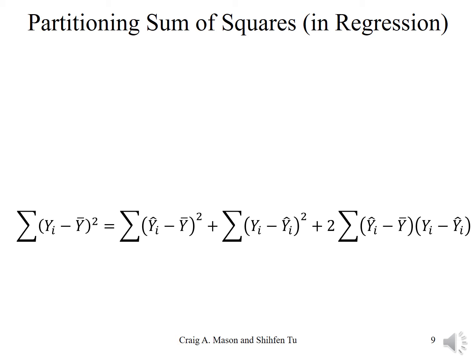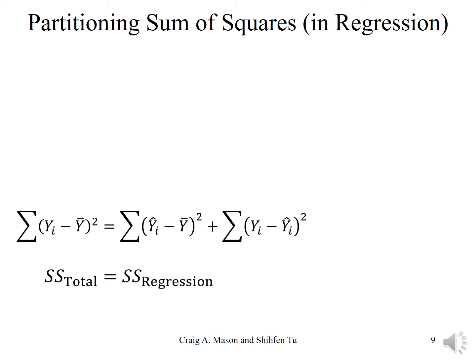Now, similar to what we see in ANOVA, the product of those deviations of predictions around the mean and deviations of observed scores around the predicted scores end up being equal to 0, and so it will drop out of the equation, leaving us with the sum of yi minus y bar squared, or the sum of squares total, equals y hat, the predicted y, minus the mean y squared and summed across all the participants, which we call the sum of squares regression, plus yi minus the predicted y squared and then summed across all the participants, which we call the sum of squares residual.